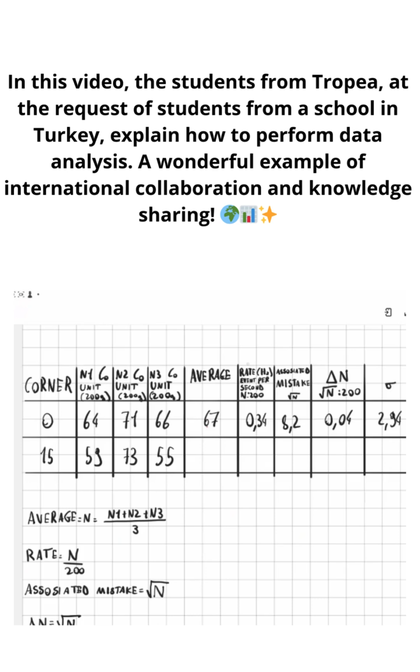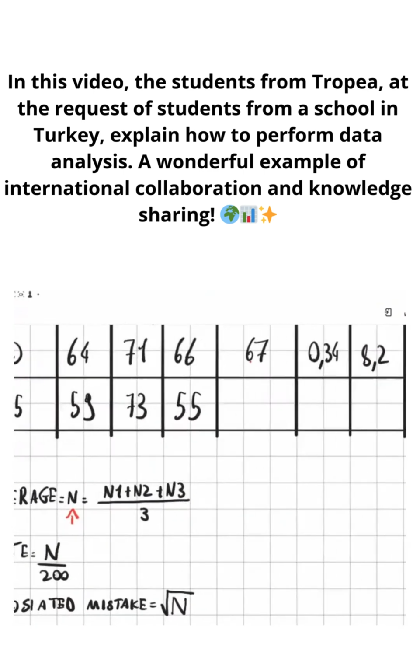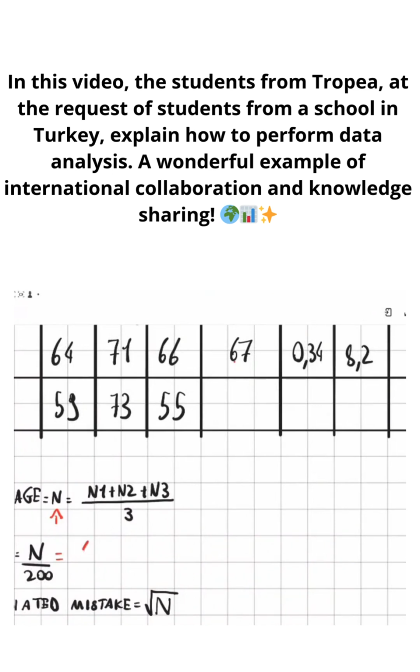After doing this, we need to find the rate, that is found by dividing n by 200. So, for example, if we use the data of the first line, n is equal to 67, divided by 200, it's equal to 0,34. That is the rate.